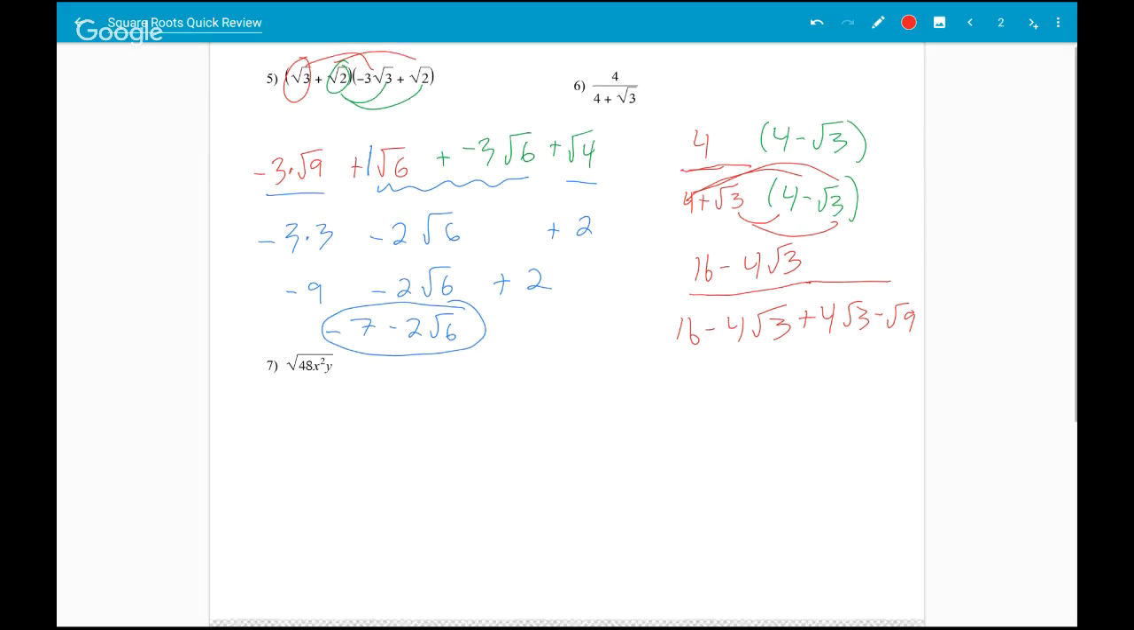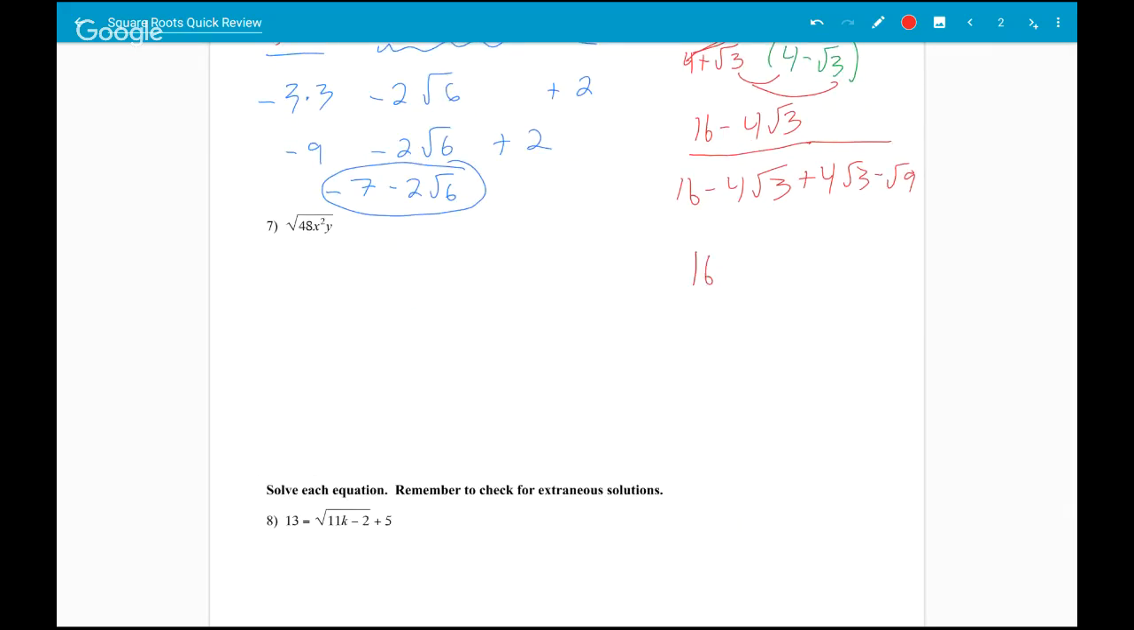On the top, I keep 16 minus 4 root 3. On the bottom, I'm going to kind of do a quick couple things at the same time here. When I combine those two like terms in the middle, they cancel each other out. When I take the square root of 9, I get 3. And 16 minus 3 is 13. That's my final answer.